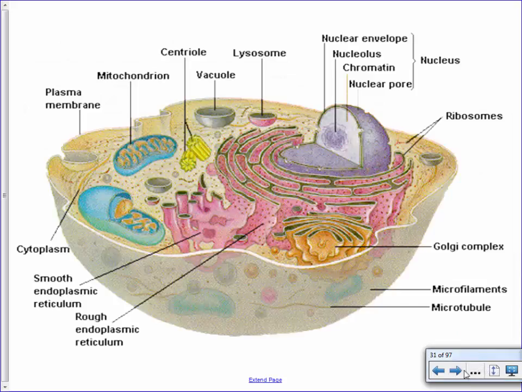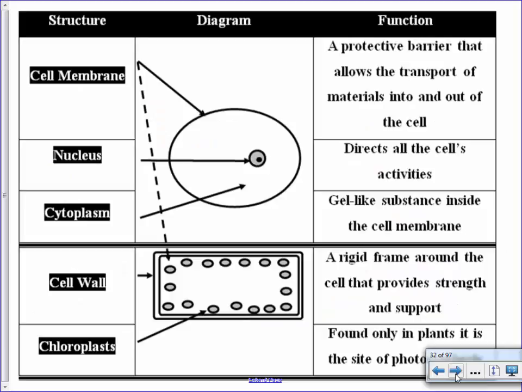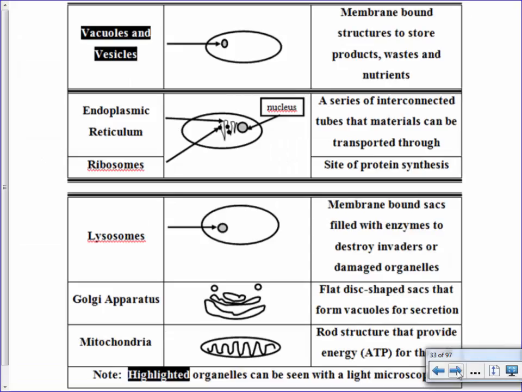Here are a million different terms you should know about a cell. Hopefully by now you know what they all are, the basics of them. So membranes, nucleus, cytoplasm, wall, chloroplast, vacuoles, and so on. Hopefully you have all those down, okay?